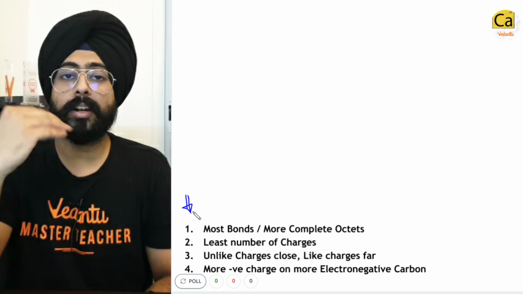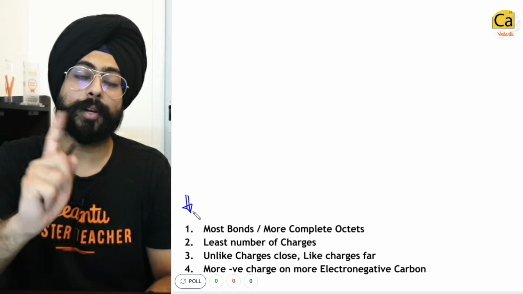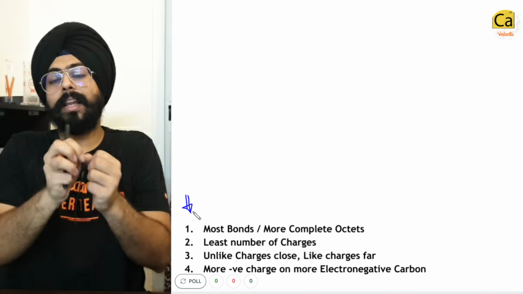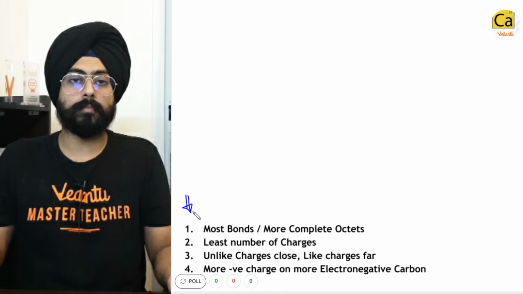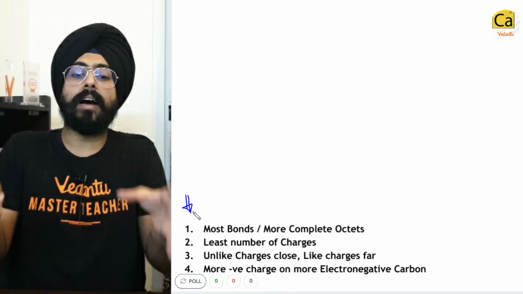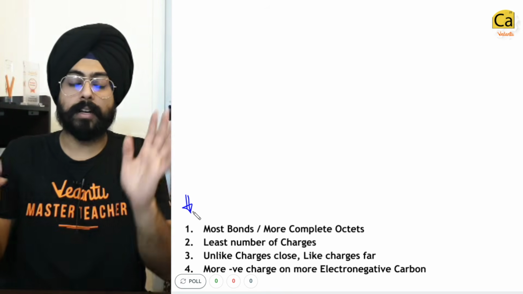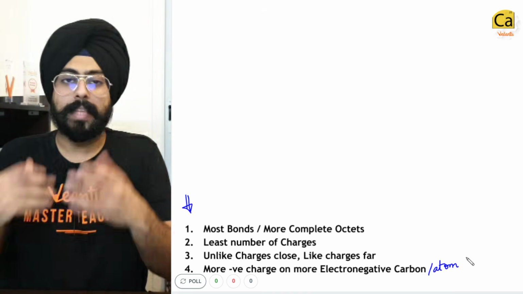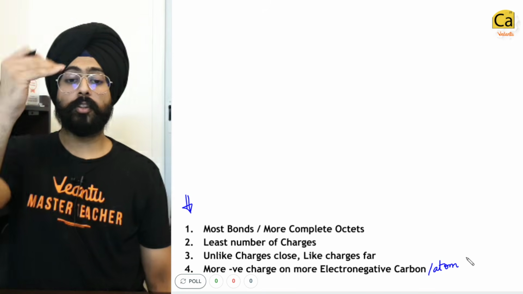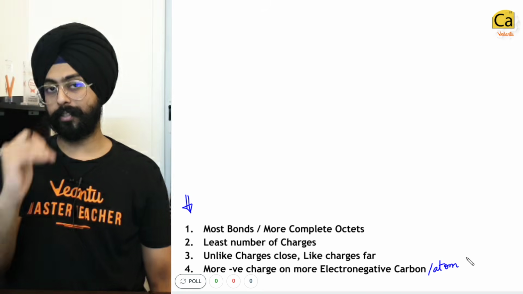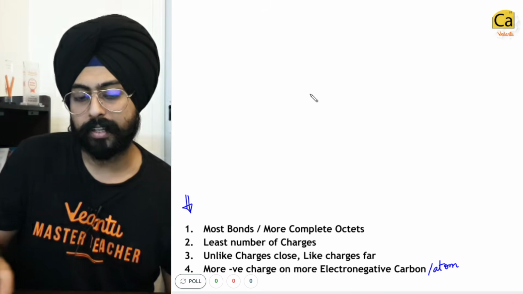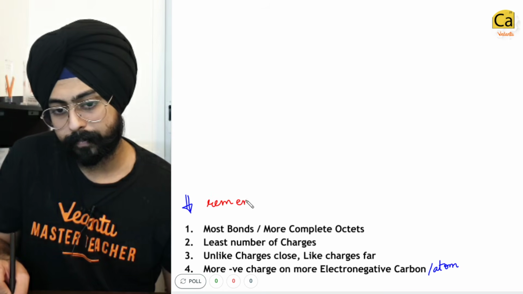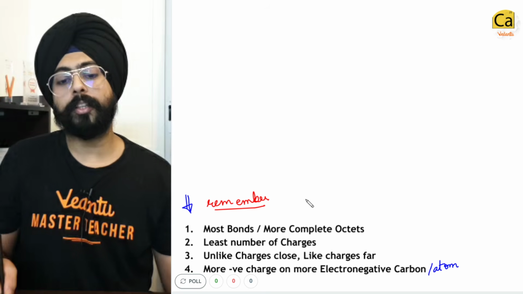Then lesser number of charges are more stable. Less charge separation is more stable. Then if unlike charges are close and like charges are far, and then if you have negative charge on the electronegative atom, carbon, or I'll just write atom over here, then the resonating structure is more stable. So this is the order of priority of these. My dear friends, do me a favor and please, for tomorrow's class, remember this order. Okay, remember this order of priority.